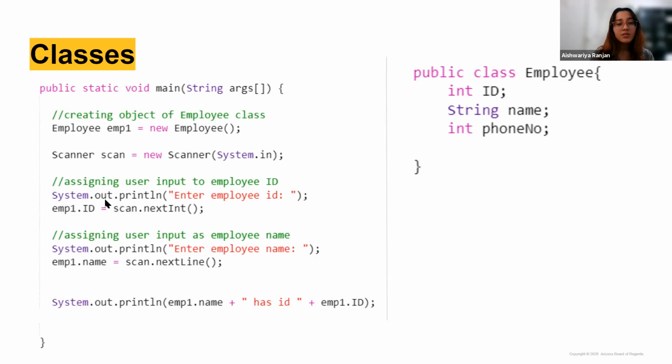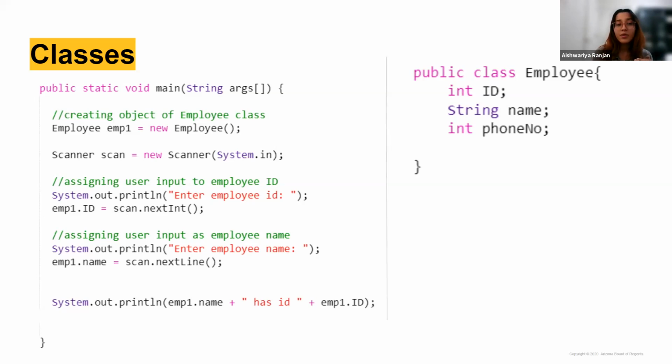Now I'm asking the user to enter the employee ID, and then I am saving that into employee1.id. I didn't have to declare any IDs for employee1 separately. It already has whatever is inside the Employee class. To access those, I use the dot notation. So employee1.id equals scan.nextInt. Whatever number the user enters would be stored in employee1.id.